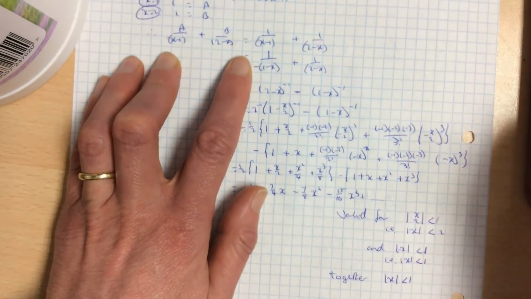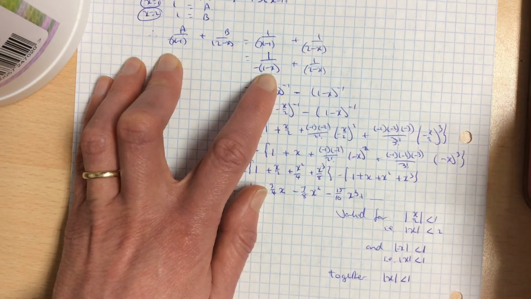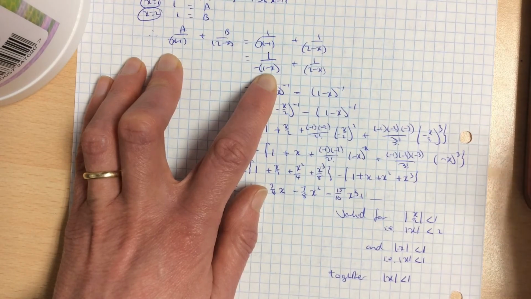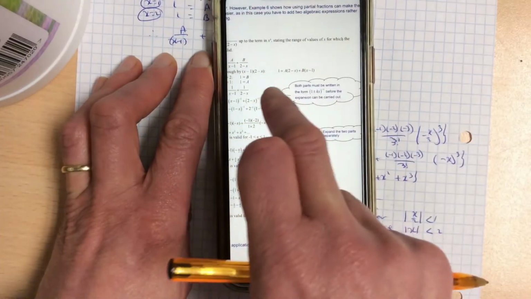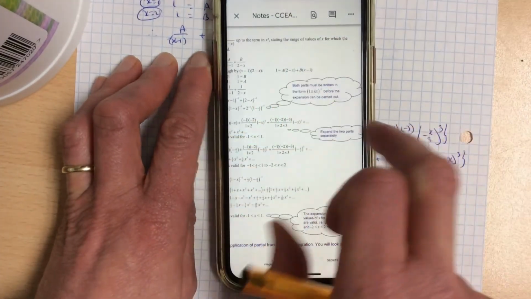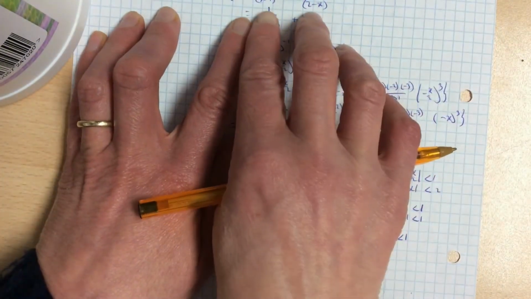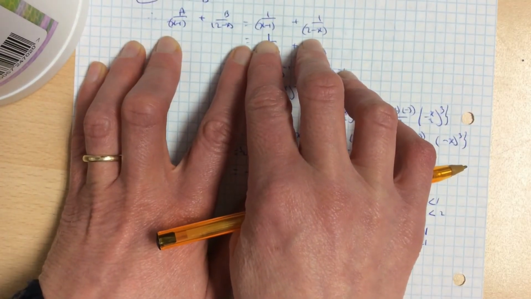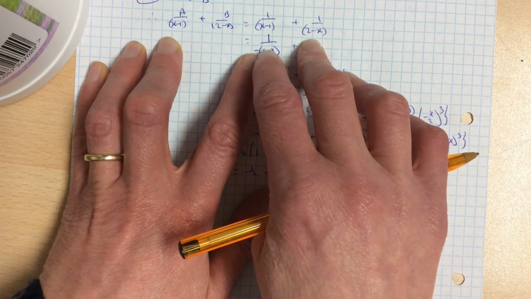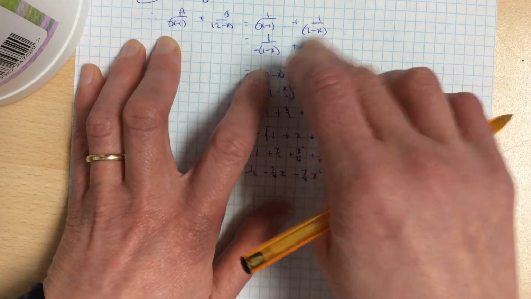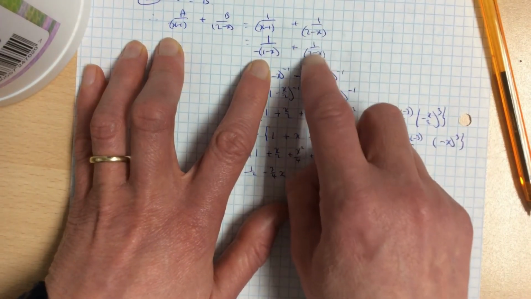Now, in this question here, you're asked to expand it out. So, let's get the question up here. It's expand up to the term of x3, stating the range of values for which the expression is valid. Right. So you've worked out your partial fractions to this stage and you should be okay. Rewrite that as minus 1 add x. Then bring the minus out. So it starts off with a 1. This one here, I've left it alone.